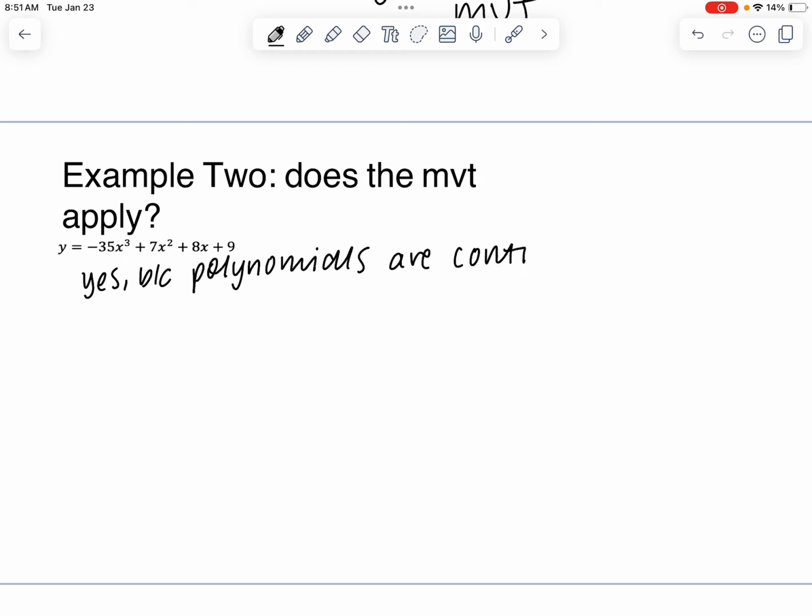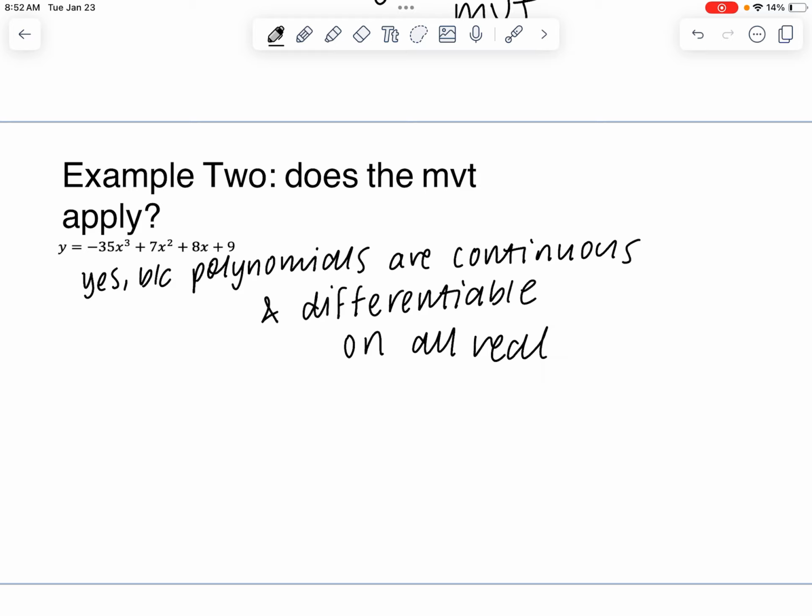And that's the same as a quadratic. A quadratic and a line are technically polynomials. It's just polynomials to the degree 1 and then polynomials to the degree 2. We just talk about it more specifically than that. But any pretty basic function like this, the answer is yes. The mean value theorem is going to apply because it's continuous and differentiable on all real numbers. There's never anything funky going on with those graphs.